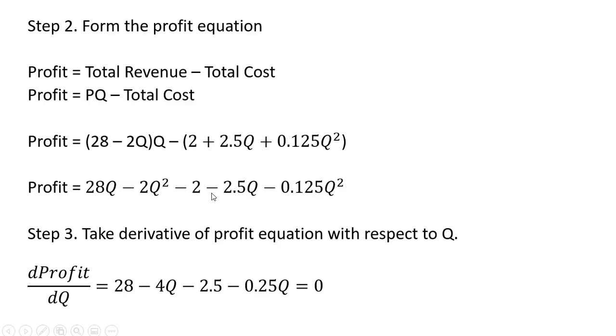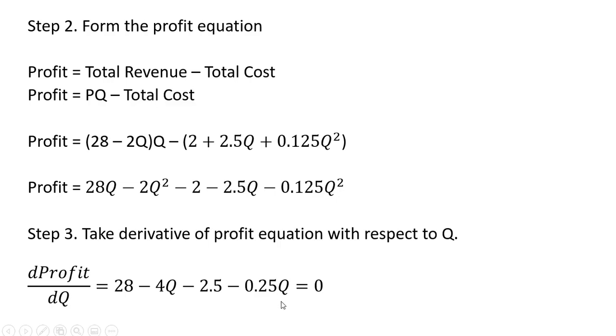And the derivative of minus 2.5Q is just minus 2.5. And lastly, the derivative of this last term is going to be 2 times 0.125. That's where this 0.25 is coming from. And then once again, subtracting 1 from that exponent, we're just left with Q. That derivative is set equal to 0.